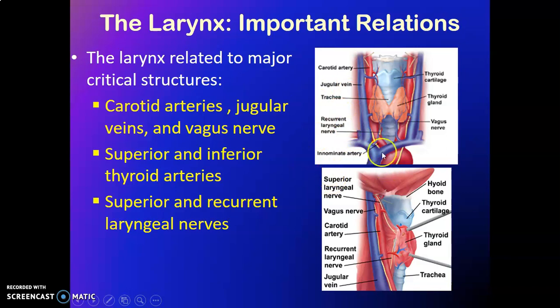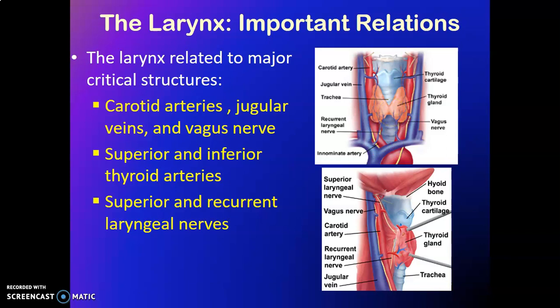Then superior and inferior thyroid arteries are also closely related to the larynx, as they're coming to supply the thyroid. The superior thyroid comes this way from the external carotid artery, and the inferior thyroid comes upwards from the thyrocervical trunk, which is from the first part of the subclavian artery.